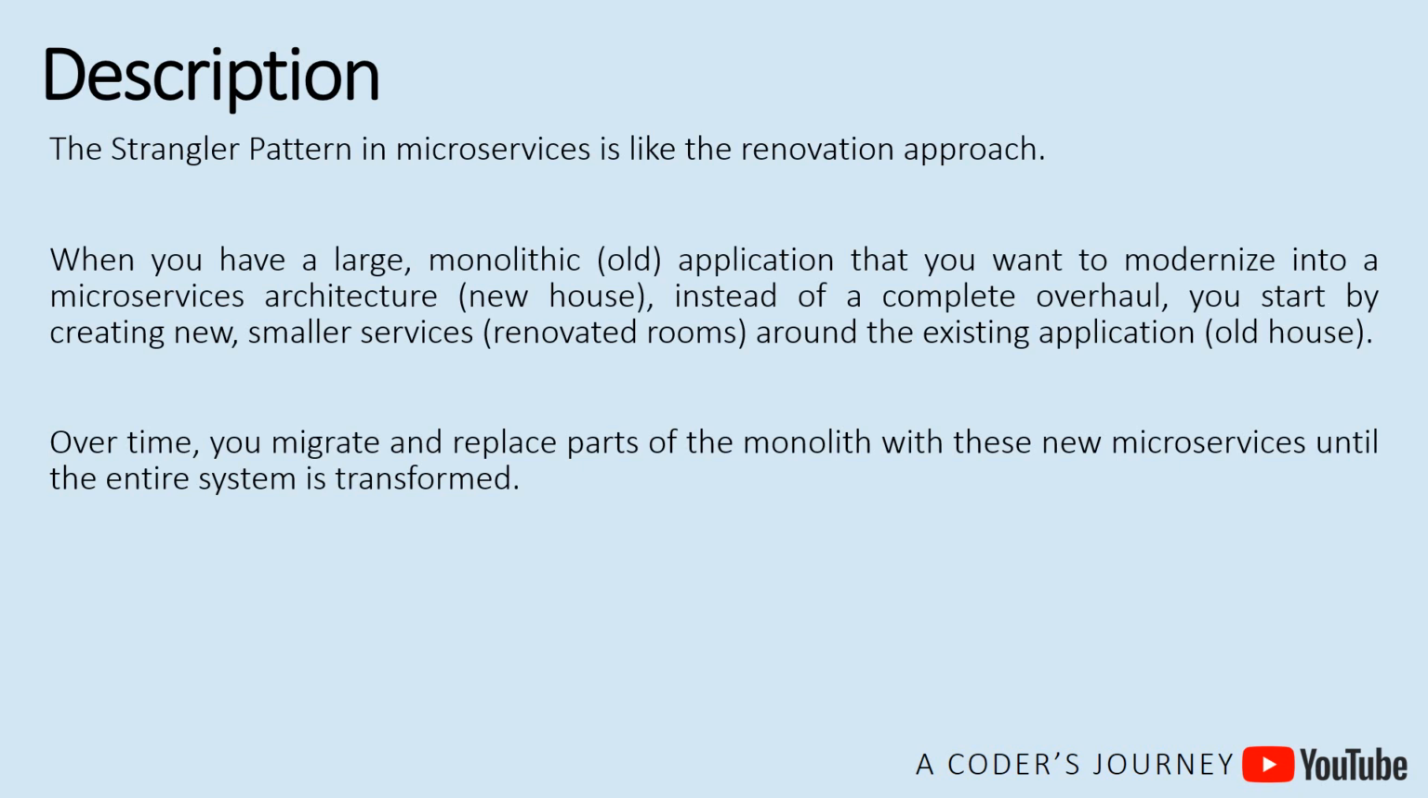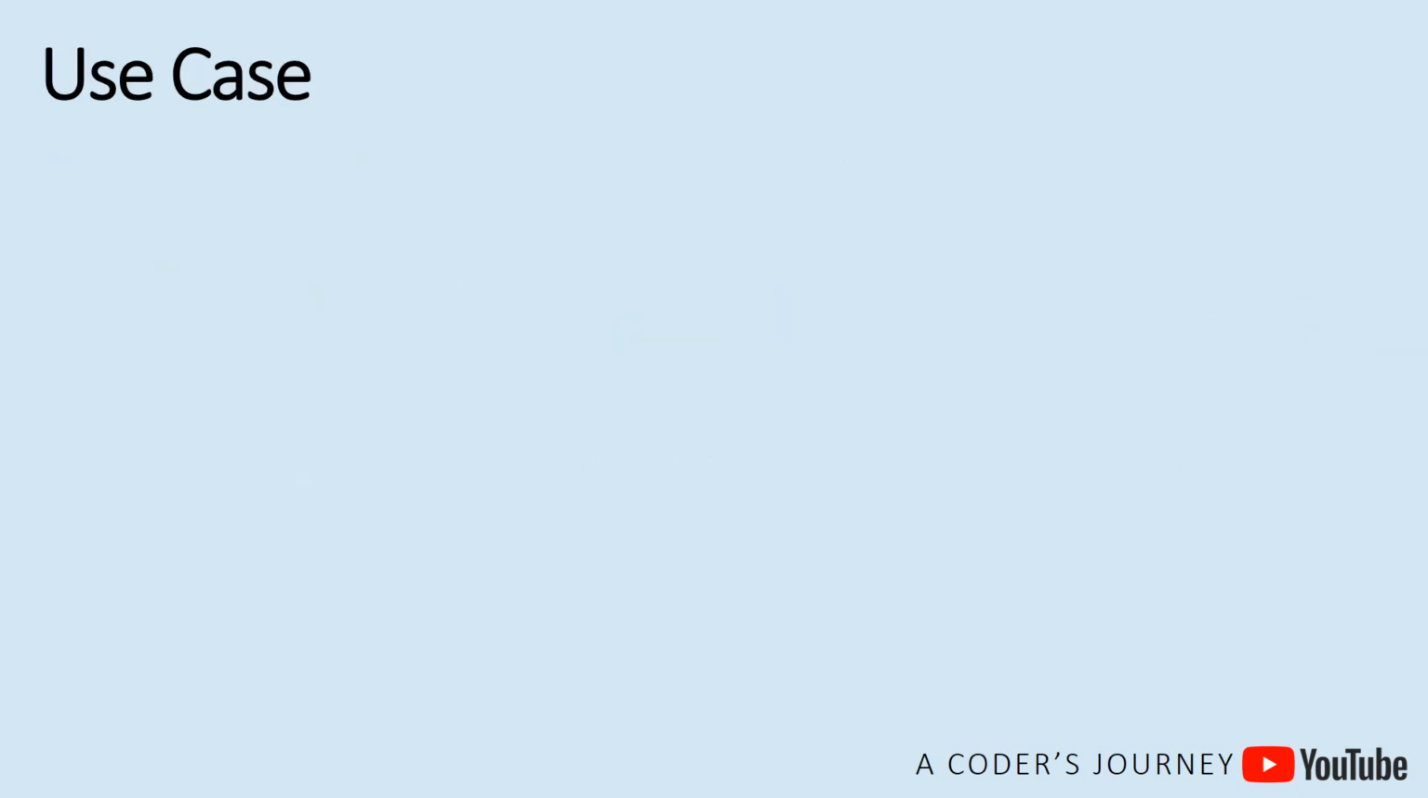So over time you have migrated and replaced part of the monolith with these new microservices, of course, until your entire system is transformed. So a Strangler pattern says that instead of doing everything in one go, you are going to create your microservices one by one, and of course then you will use techniques to route the traffic to those microservices instead of your monolithic application.